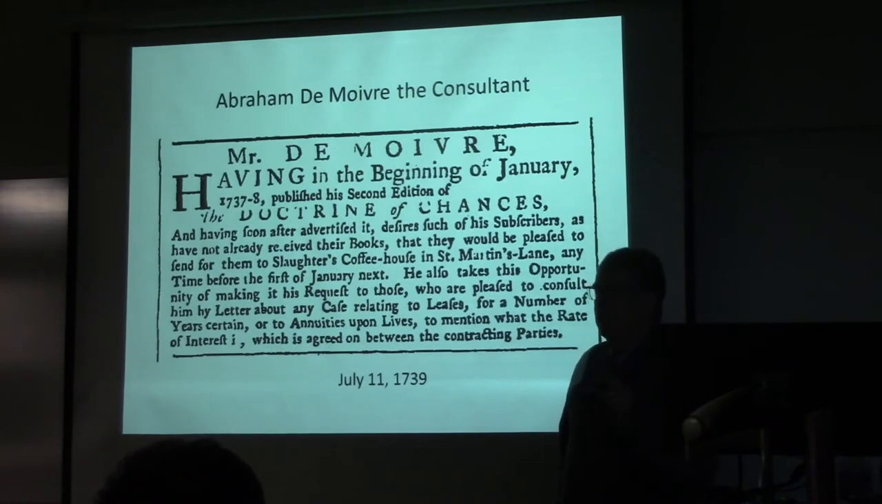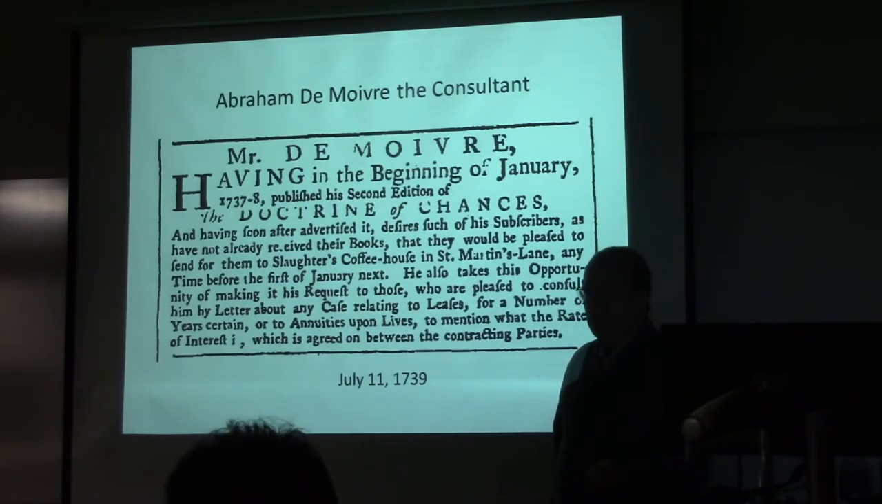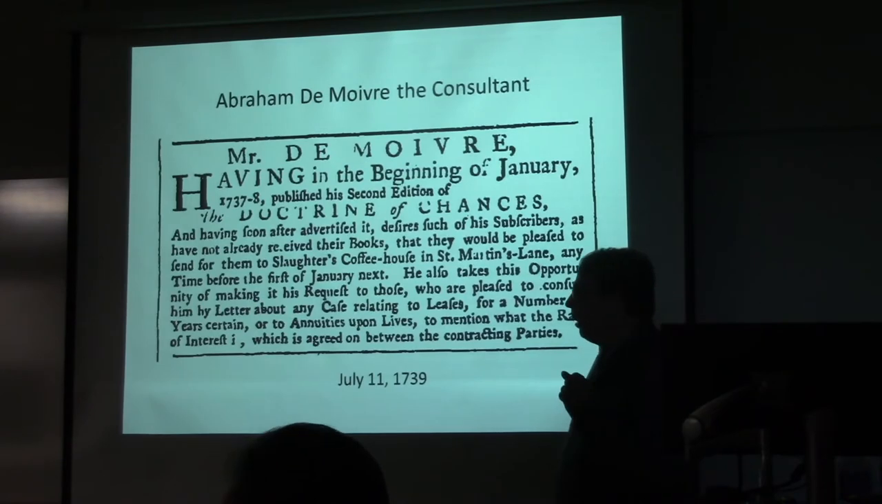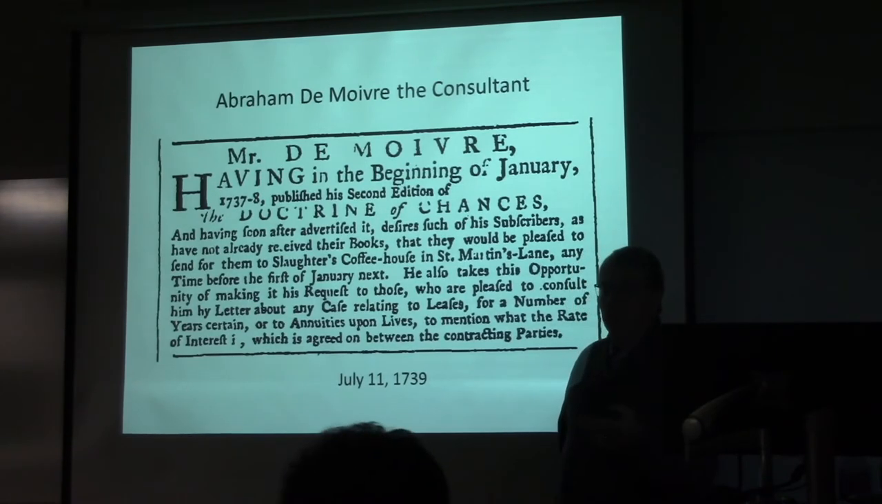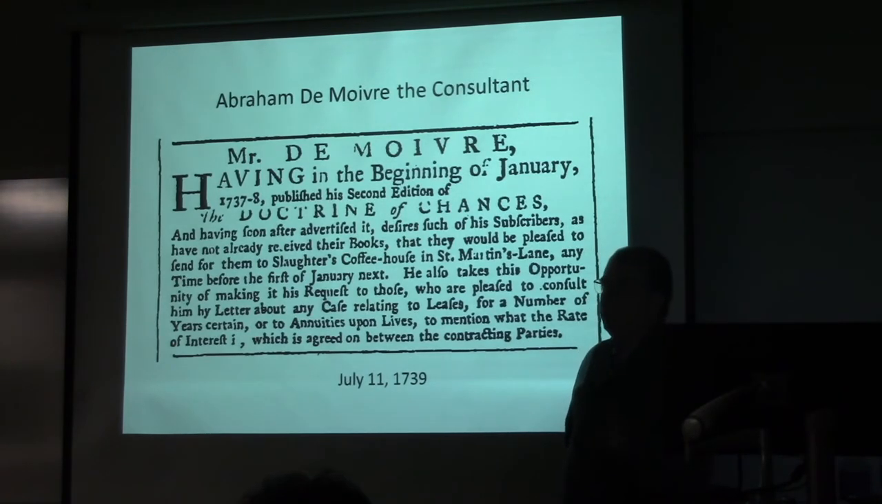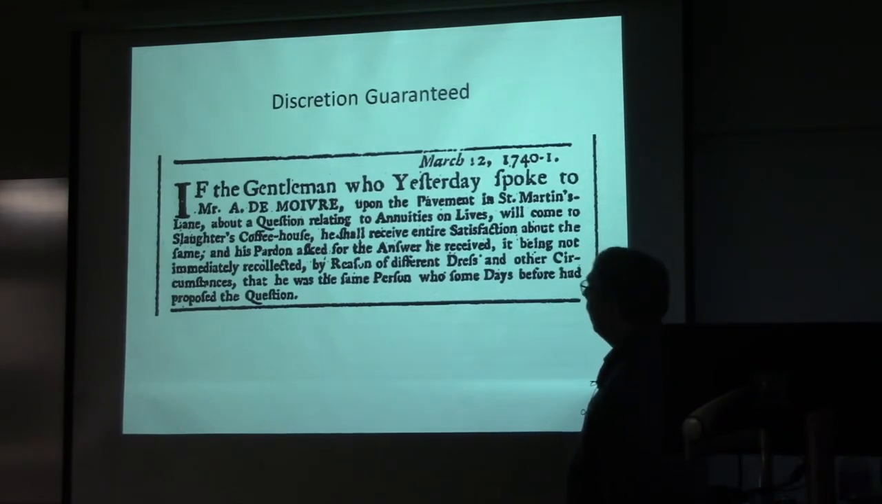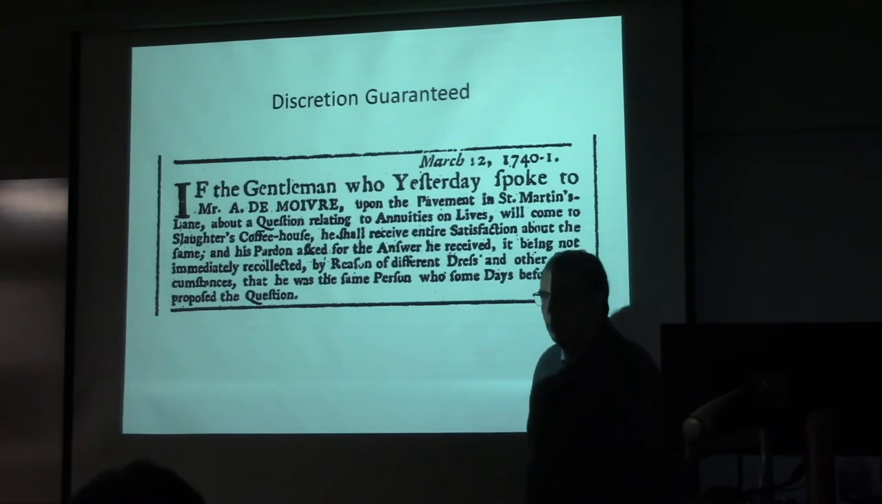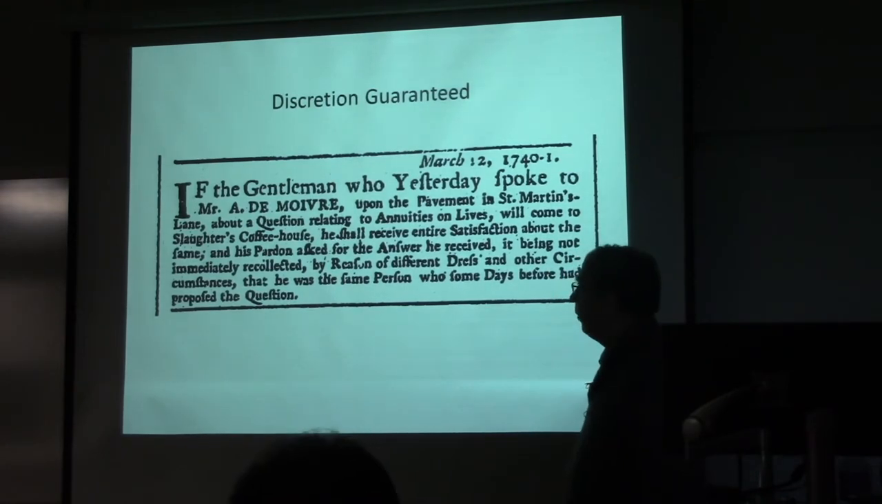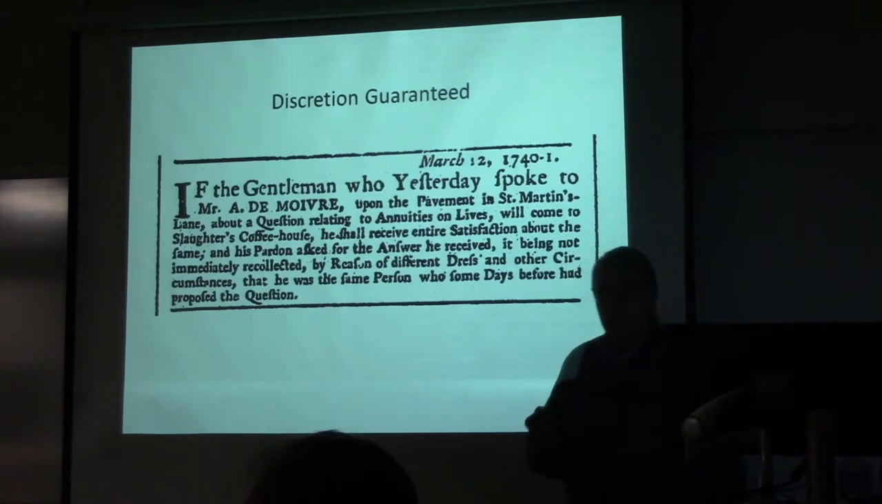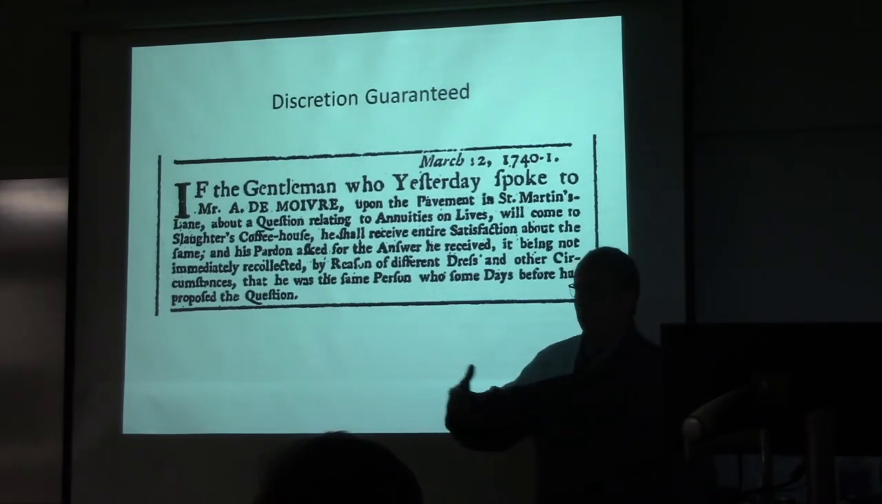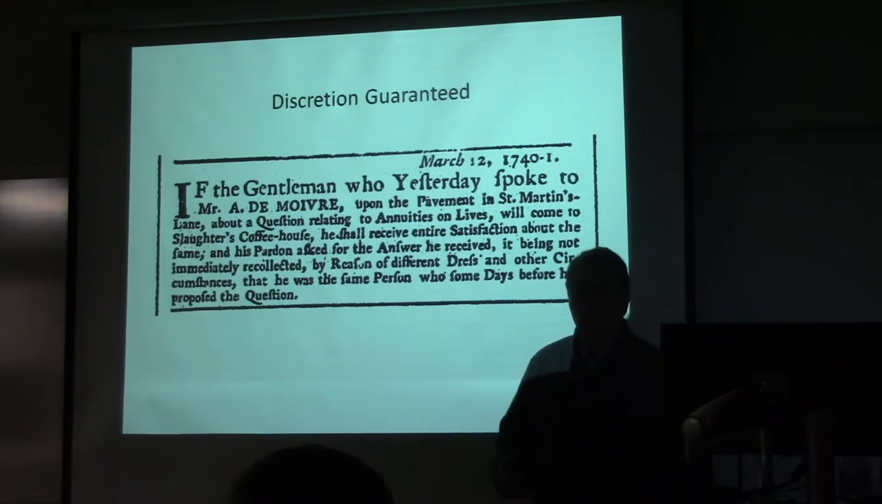So he is sitting in Slaughter's Coffee House talking to clients, getting evaluations of properties, meaning rents coming in on leases or rents coming in on various properties. There's one other example that comes up, and again, it shows DeMoivre as a consultant, and the discretion you needed to have. Today, if you're being a consultant, you don't tell anybody else about what you're working on. You don't want the competition to find out.